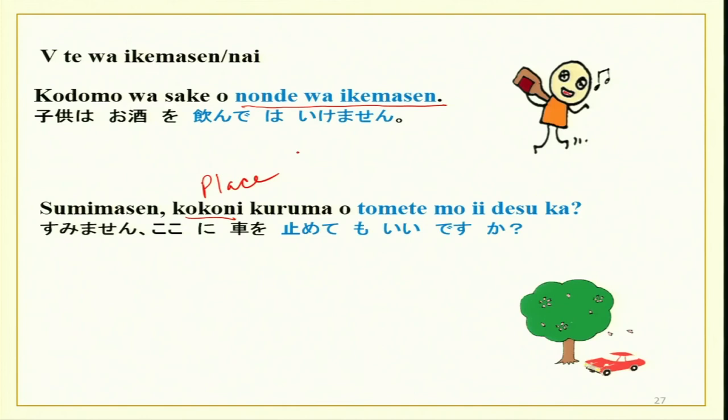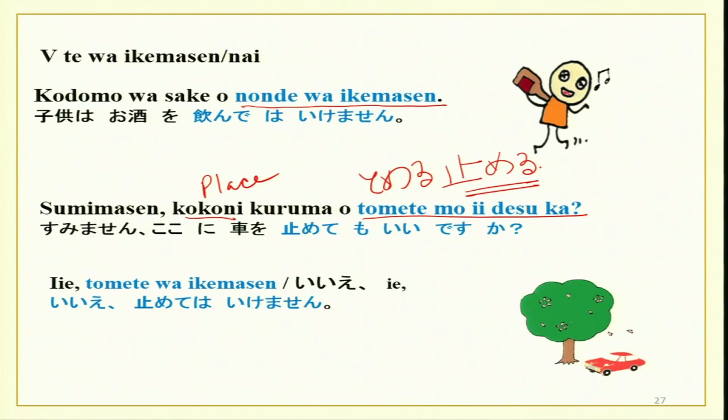Sumimasen, koko ni, over here. Place ni. Kuruma o tomete mo ii desu ka? Tomeru is to stop. So, tomete mo ii desu ka? Tome and ru. Tomeru, this is the kanji. So, iie tomete wa ikemasen. It is not allowed. Tomeru. Stop. You can see the kuruma over here. So, kuruma o tomete mo ii desu ka? Iie. Dame desu can also be used.